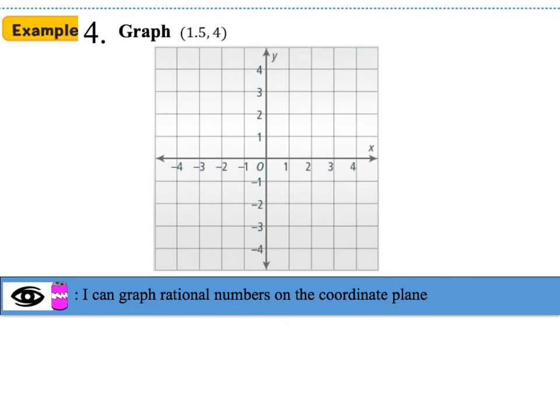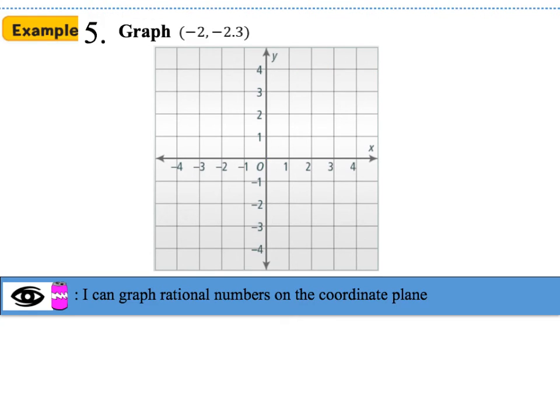So for example 4, we're going to graph the ordered pair 1.5, 4. So I know I'm going to use the x, y format again. I'm going to start off at my origin, which is 0, 0, and I'm going to jump one space. Now I have to jump 0.5, and 0.5 would be the halfway mark between 1 and 2. Now I'm going to jump up 4 spaces on my y-axis. So here's 1, 2, 3, 4. So my ordered pair would be plotted right here in quadrant 1.